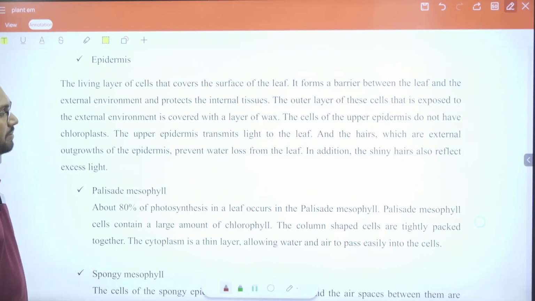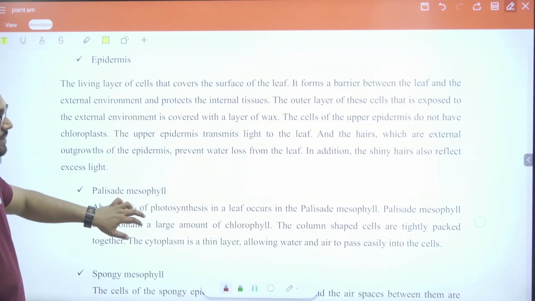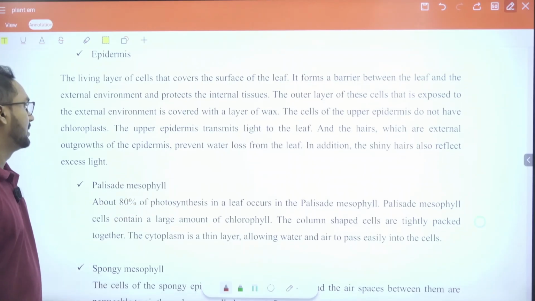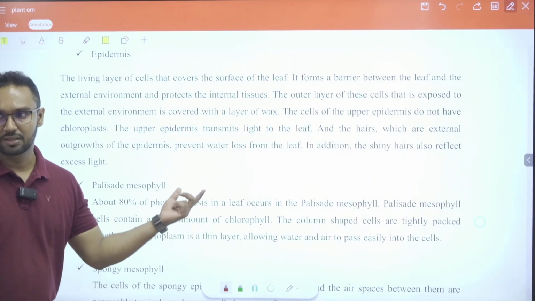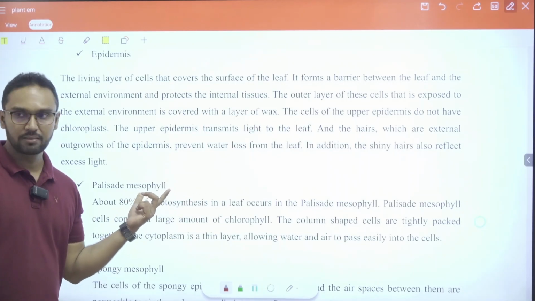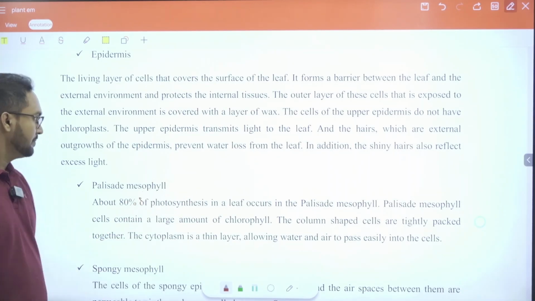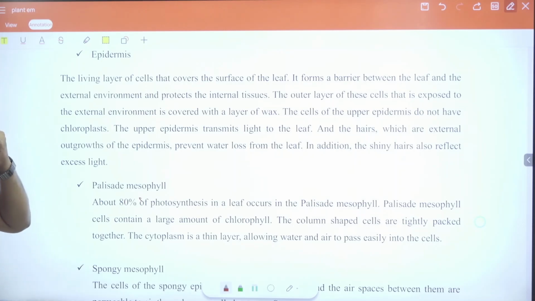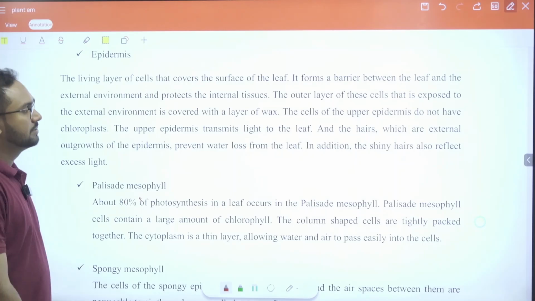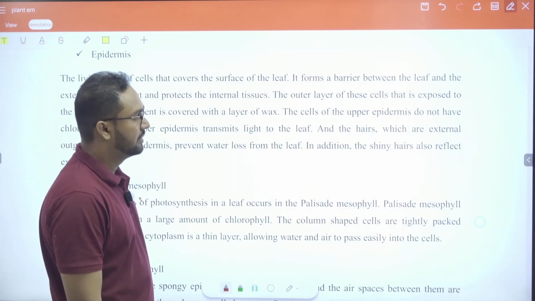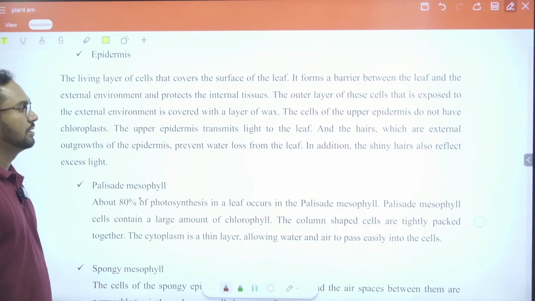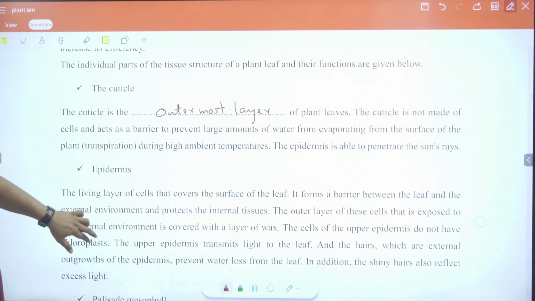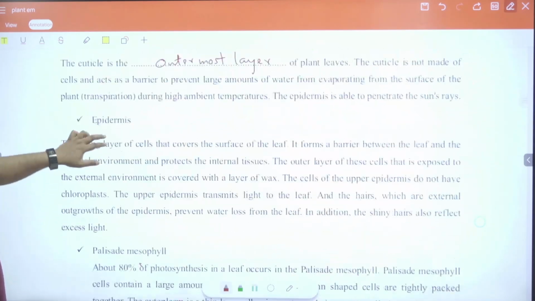The cells of the upper epidermis do not have chloroplasts, right? So it doesn't photosynthesize actually. I said it wrong the last time. It doesn't photosynthesize, right? Because it doesn't have any chloroplasts. The upper epidermis transmits light to the leaf, and the hairs which are external outgrowths of the epidermis prevent water loss from the leaf.